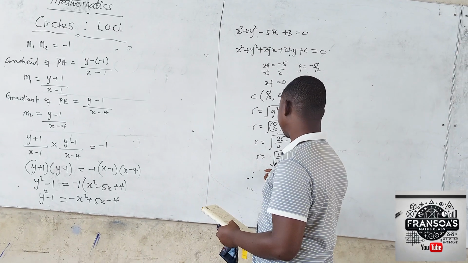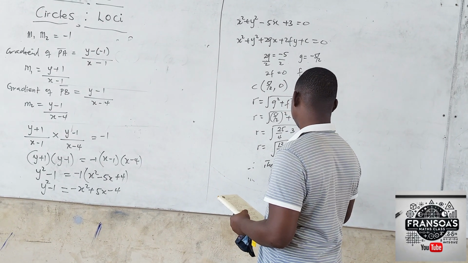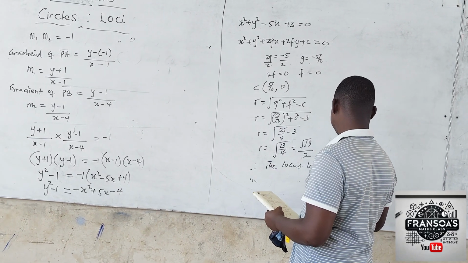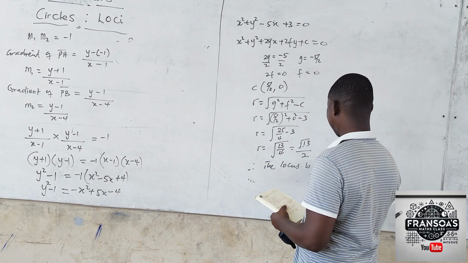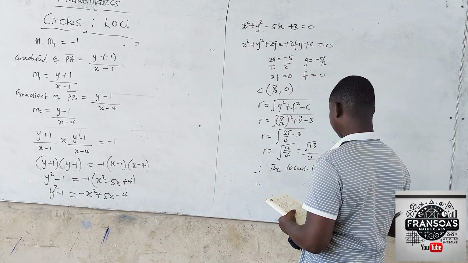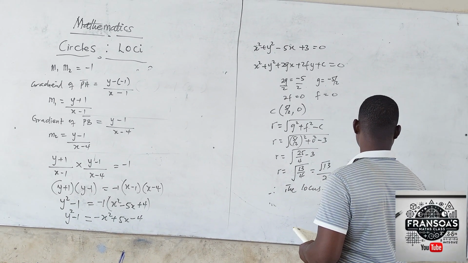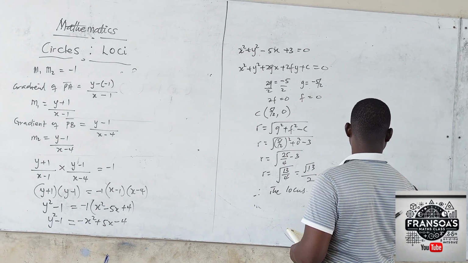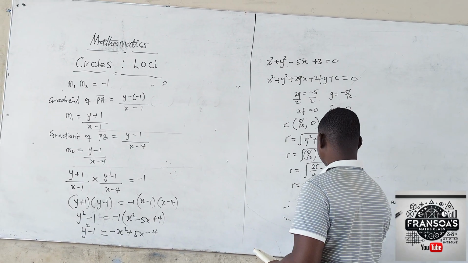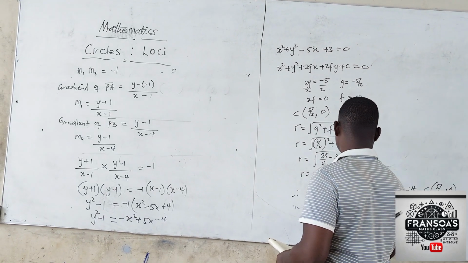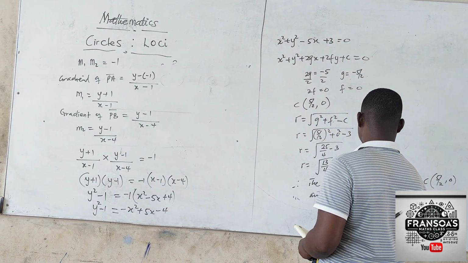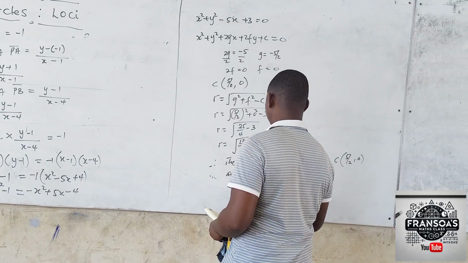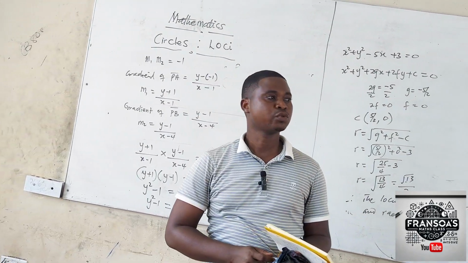So therefore, the locus is a circle with center (5/2, 0) and radius root 13 over 2.